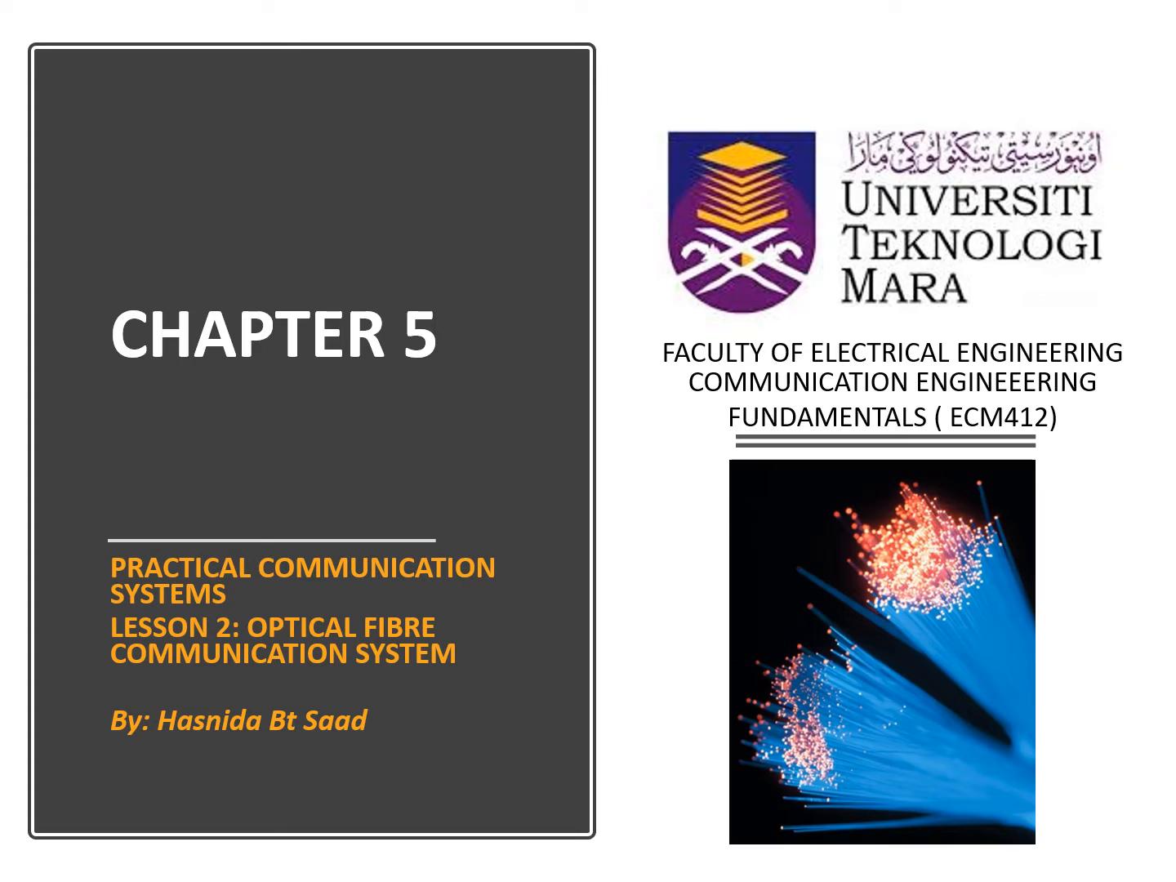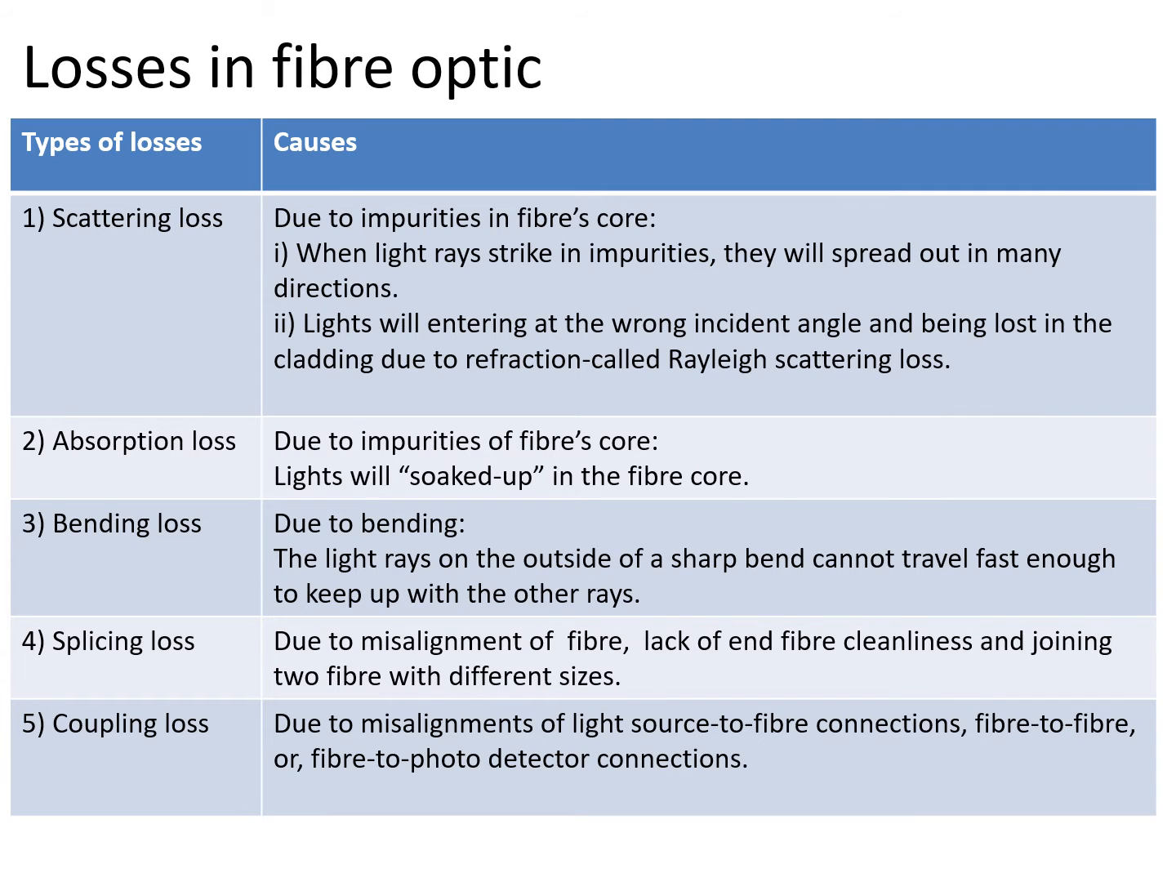This is lesson number 2 for optical fiber communication system. This table tabulates several losses in fiber optic. The first one is scattering loss. Scattering loss is due to impurities in fiber core.